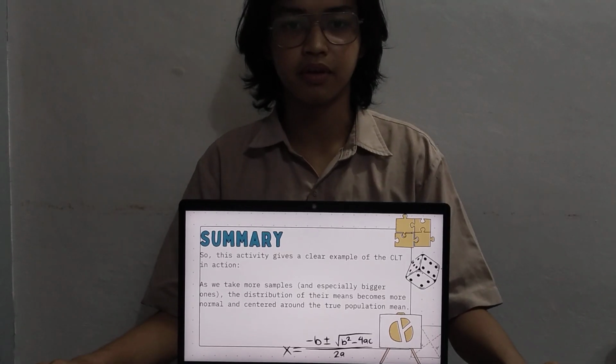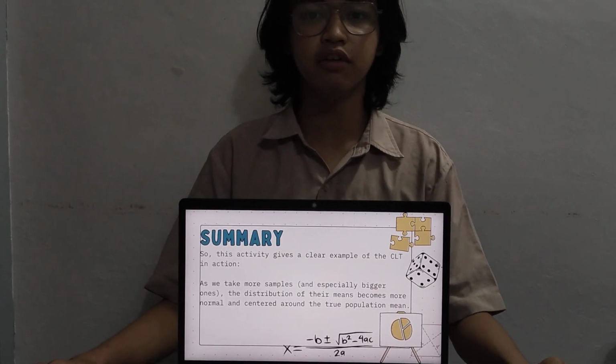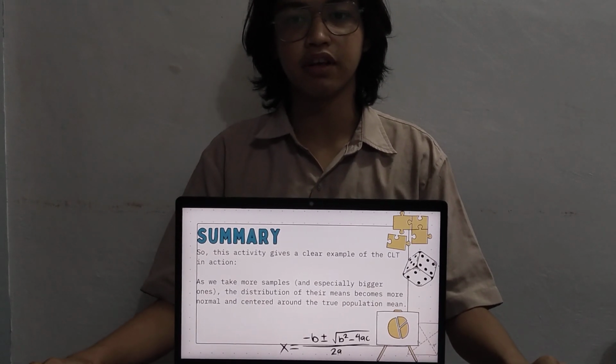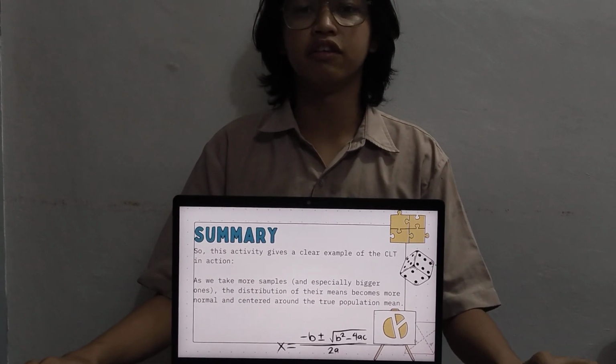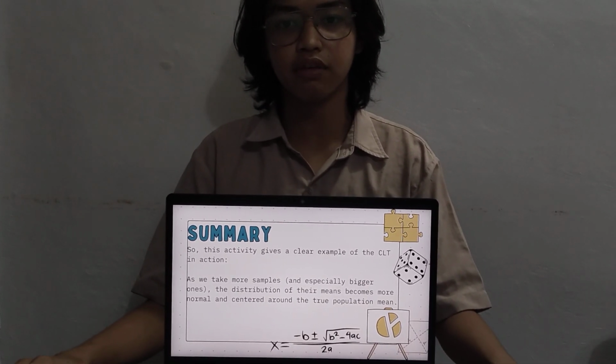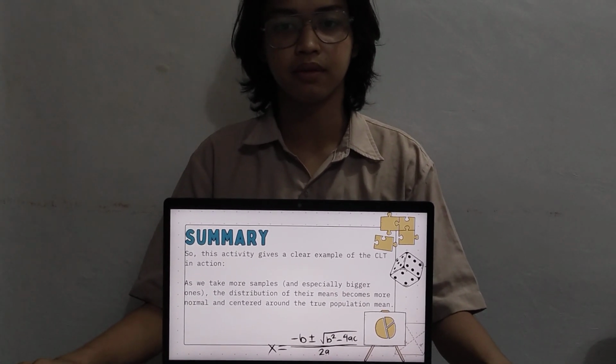Summary. This activity gives a clear example of the CLT in action. As we take more samples, and especially bigger ones, the distribution of their means becomes more normal and centered around the true population mean.